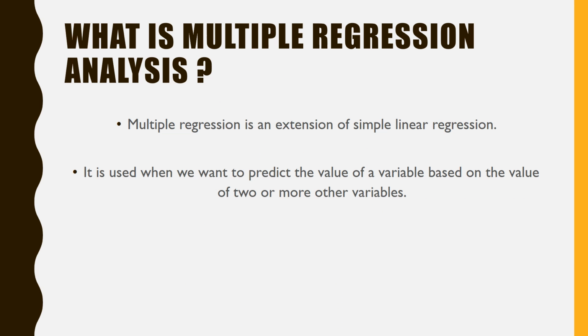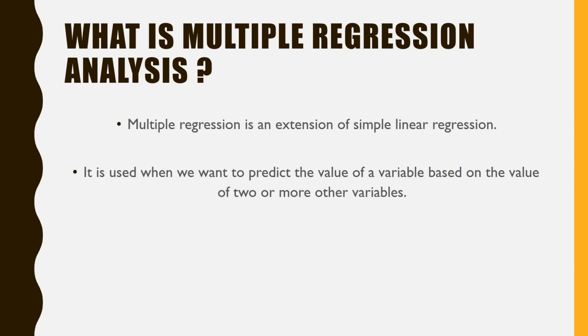So, what is multiple regression analysis? Multiple regression is an extension of simple linear regression. It is used when we want to predict the value of a variable based on the value of two or more other variables. By multiple regressions, we mean models with just one dependent and two or more independent variables. The variable whose value is to be predicted is known as the dependent variable, and the ones whose known values are used for prediction are known as the independent variable.